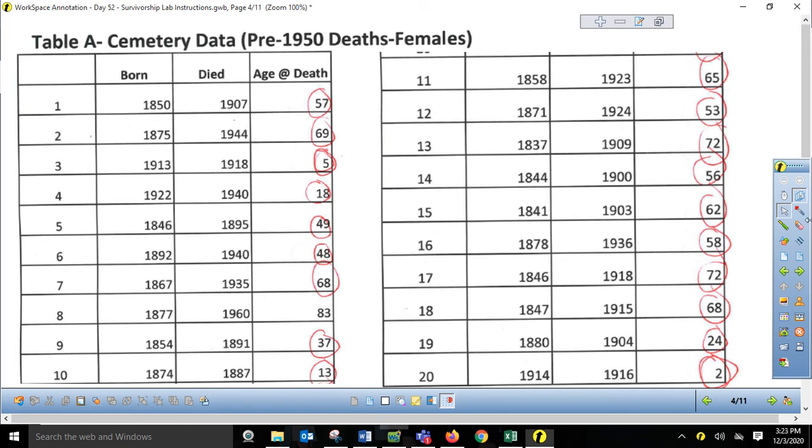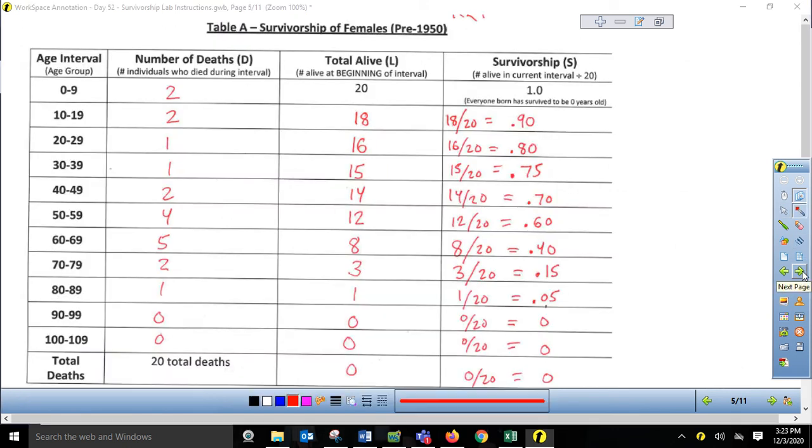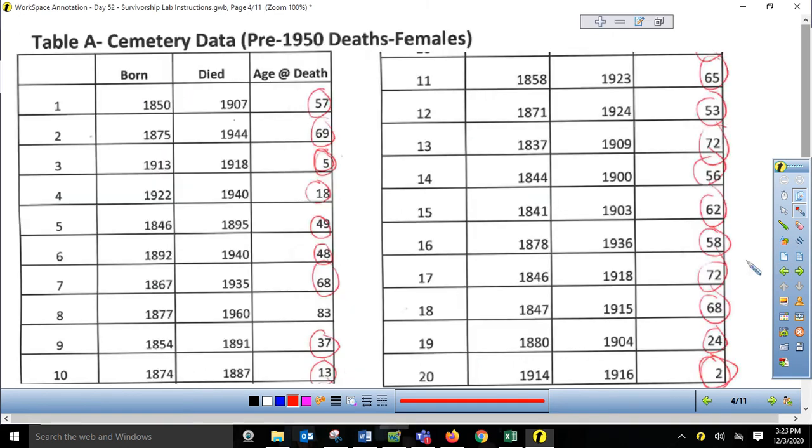So what I did here, and I want to walk you through my numbers, is we start out with the age range, females that died before 1950. In the beginning, at age 0, all these females were born and living at birth. So I had 20 females living at the start at age 0. And then if I look at my information here, and I'll circle these again, here's one female that died at the age of 5, and here's another female that died at the age of 2. So I had 2 individuals that died between the ages of 0 and 9.